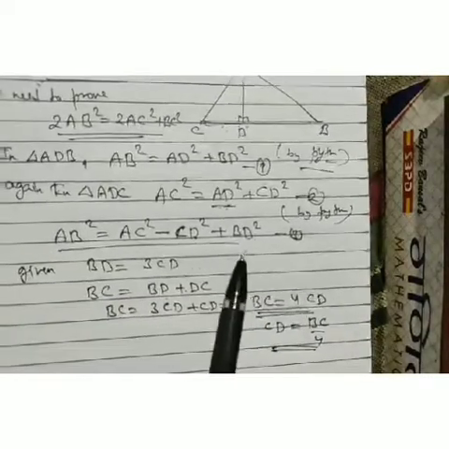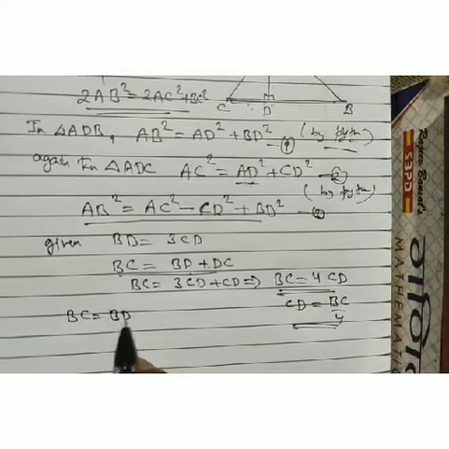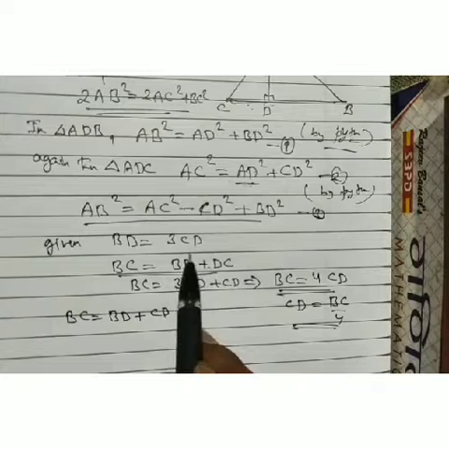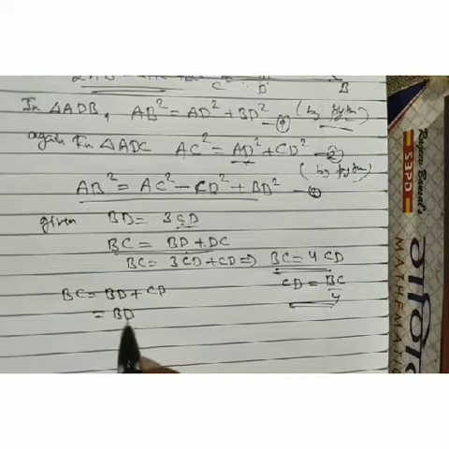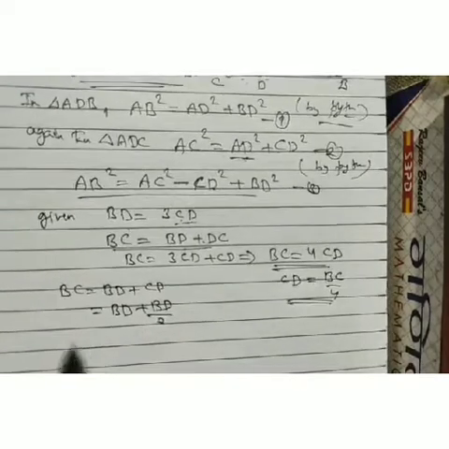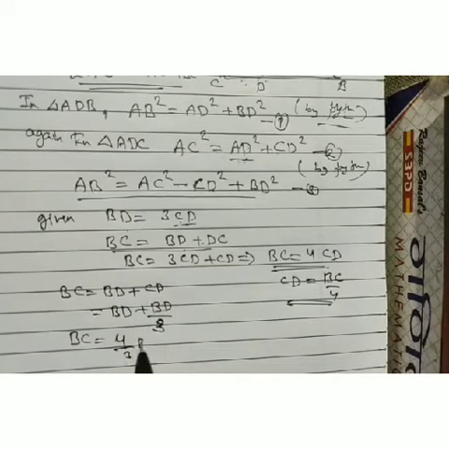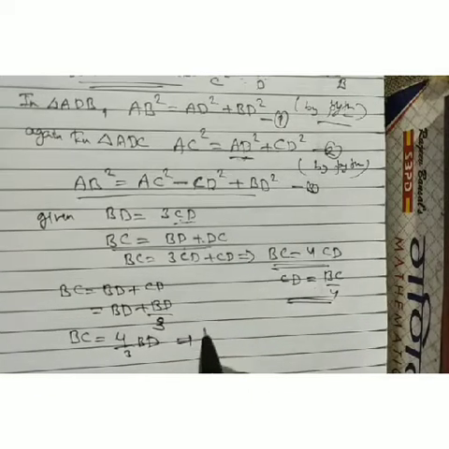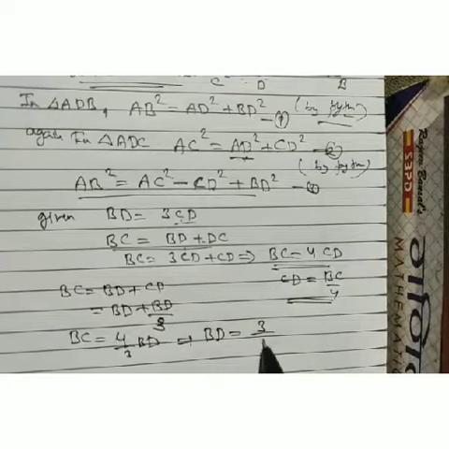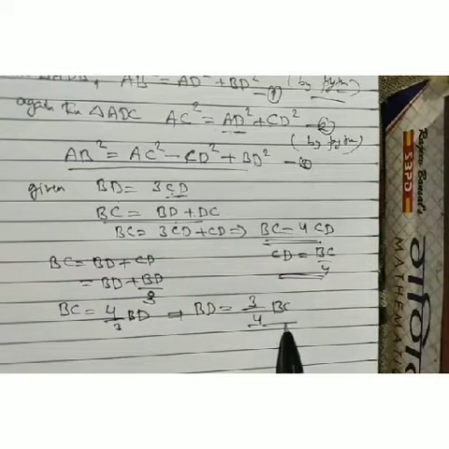Now we have to change BD also. Again using BC equal to BD plus CD, and CD is BD by 3, we get BC equal to BD plus BD by 3. Then BC is equal to 4 by 3 BD. Then we get the value of BD in terms of BC: BD is equal to 3 by 4 BC. Now we can substitute BD by 3 by 4 BC in equation 3.